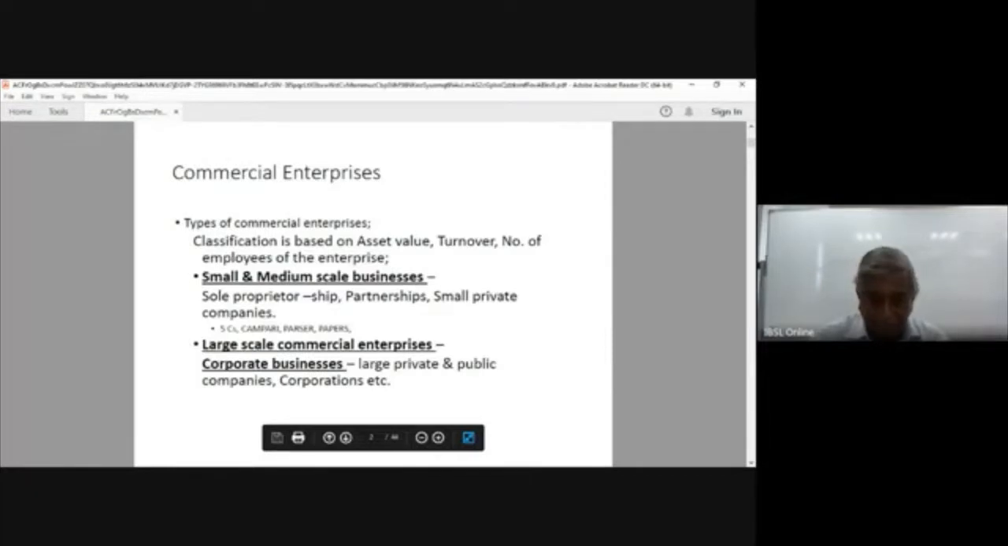These large scale commercial enterprises, that also we can categorize further. I must tell you one thing, any bank has its own scales to categorize. As I told you earlier, based on asset value, turnover, or number of employees, they have categorized their customers. So one is small and medium scale businesses, and then large scale commercial enterprises. In that category come corporate businesses, where large scale private and public companies and corporations come.